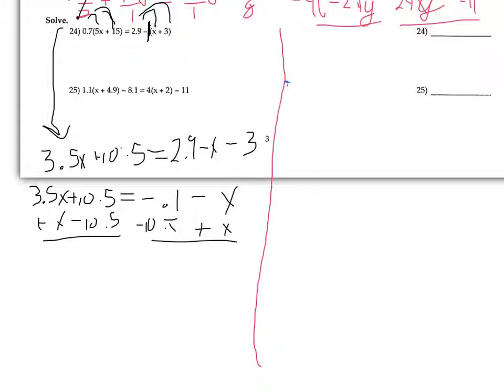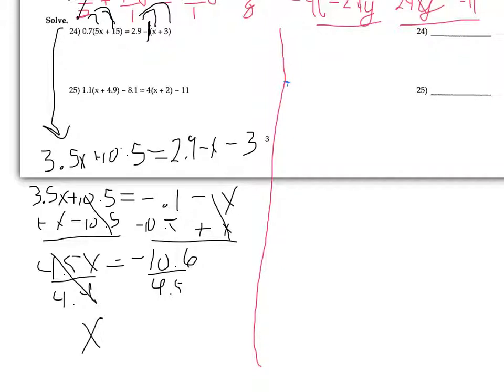Okay, so 3.5 plus 1 is 4.5x. Our 0.5s cancel. Negative 0.1 minus 10.5 is negative 10.6. Our x's cancel. Last thing to do, divide by 4.5. Get cancellation here. And then we never really leave fractions as decimals divided by decimals. So we can move the decimal place there, but we have to do that one over here. So this is negative 106 over 45.